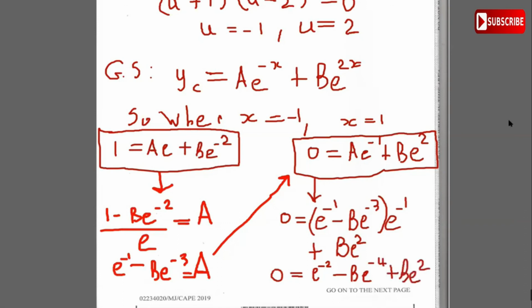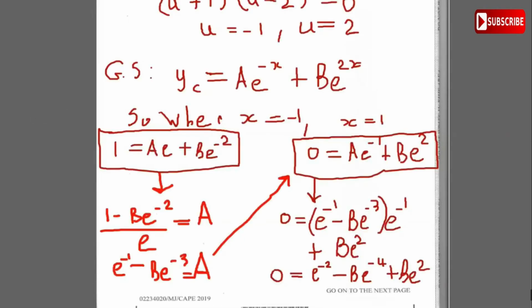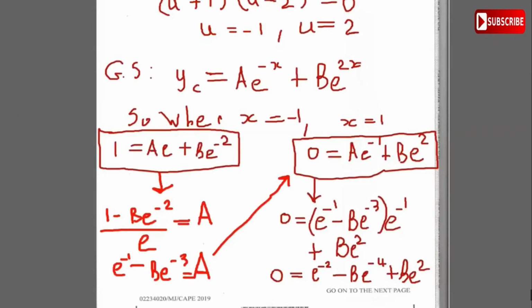All right, so we are almost done. What we can do now is carry over. Let me just write back the equation. We have 0 is equal to e to the minus 2, minus B e to the minus 4, and we have plus B e squared.